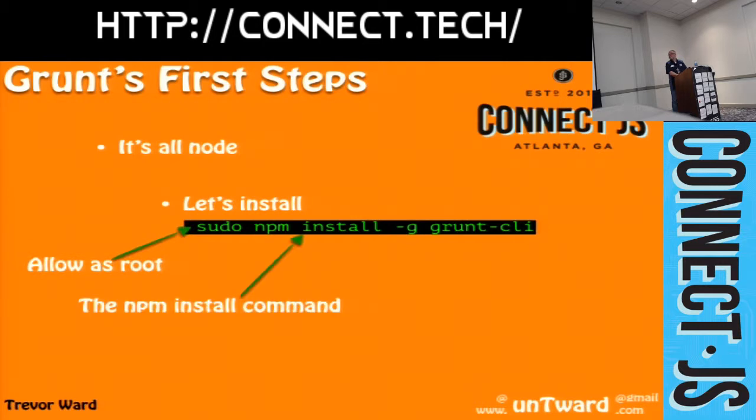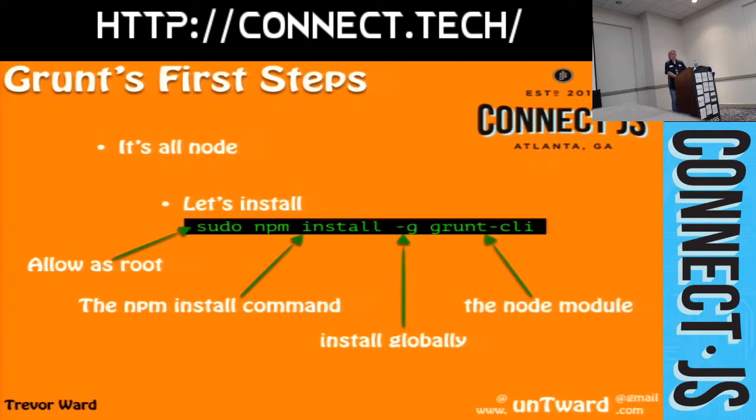The npm install command, and minus g. In Grunt, you can install the node modules locally or globally from the package manager. So if you've installed node, minus g just makes it global, accessible across the whole system, as opposed to just in the working directory you're in. And as we'll see in a bit, most of the Grunt modules are installed locally. The final part of the command is the actual module name, in this case being the Grunt CLI.